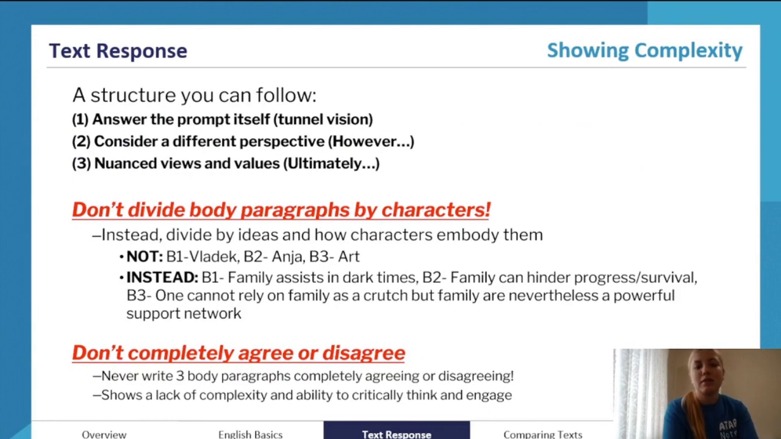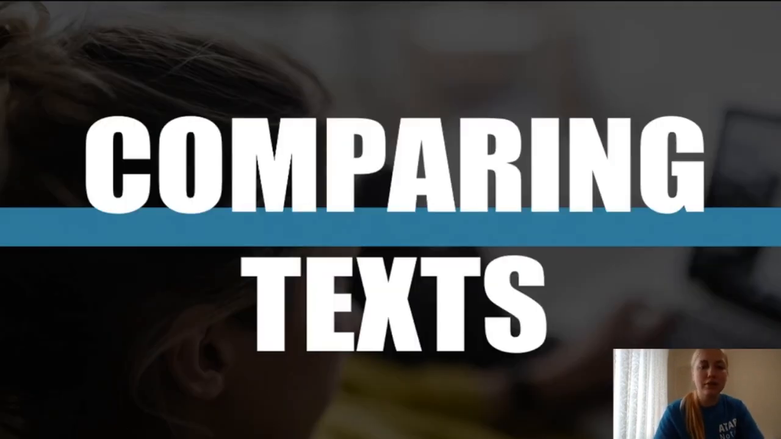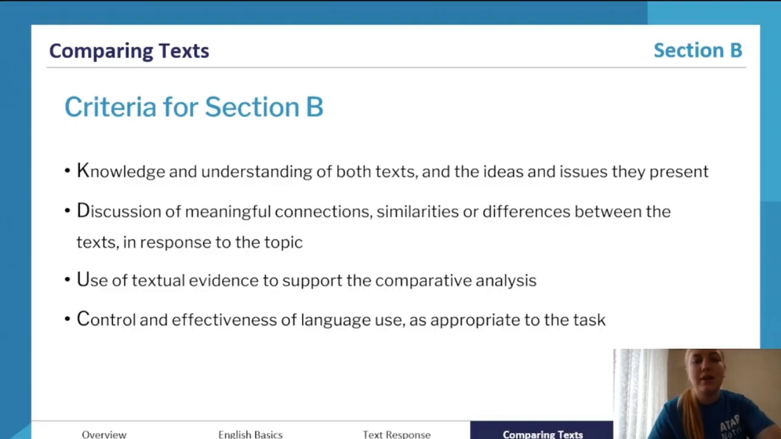Wonderful. So just again, the most important things we discussed, my suggested structure to you, what not to do as well. We've already discussed. This is just a reminder. And we're going to jump into comparing text and your comparative essays now.